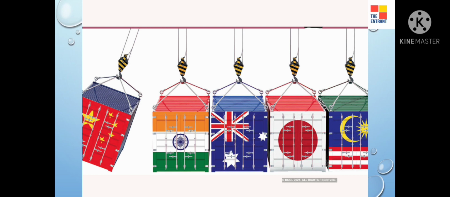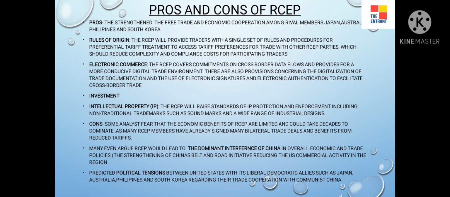In the previous point, what I meant by rival members is that Japan, Australia, Philippines, and South Korea are all US allies, which means they are friends of the US, and RCEP is majorly dominated by China. So with the introduction of RCEP, it has helped them to reduce the sort of tensions and rivalries that these countries had with China. And one more thing is that trade deals and agreements can be very easy among the RCEP members. Third point, electronic commerce.